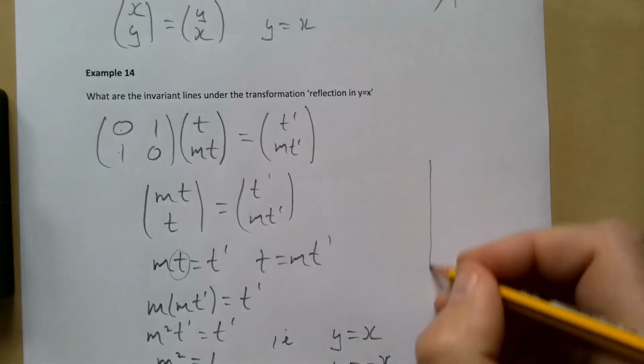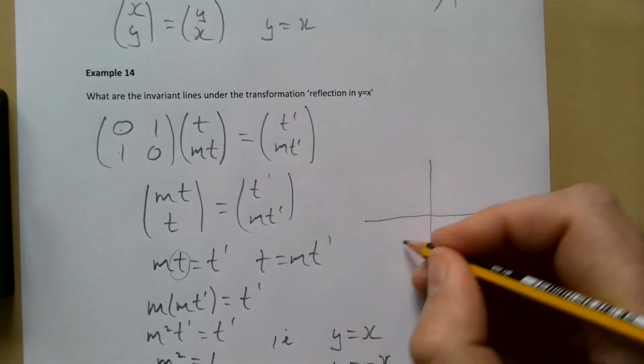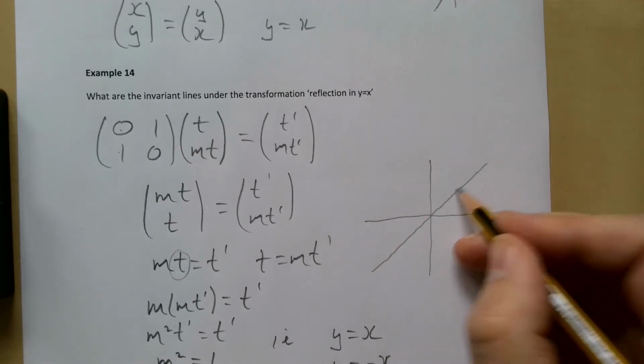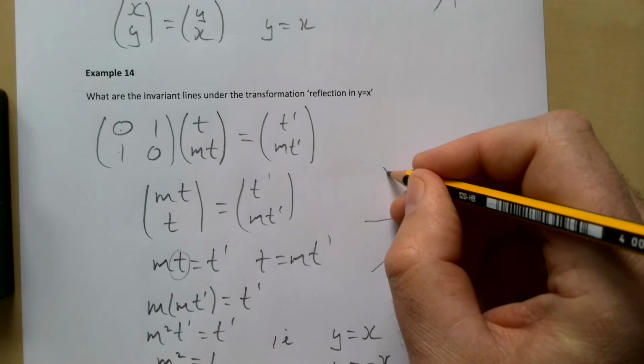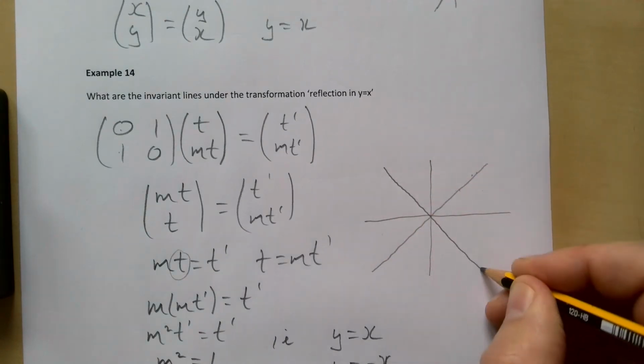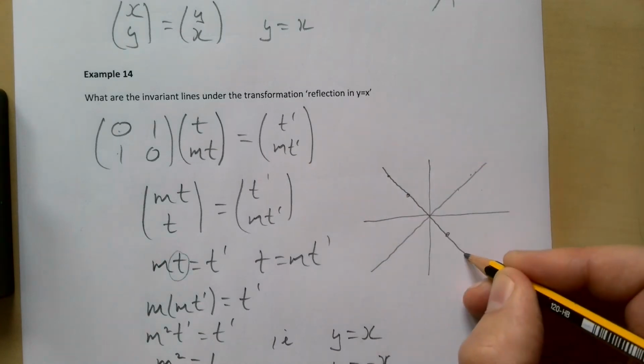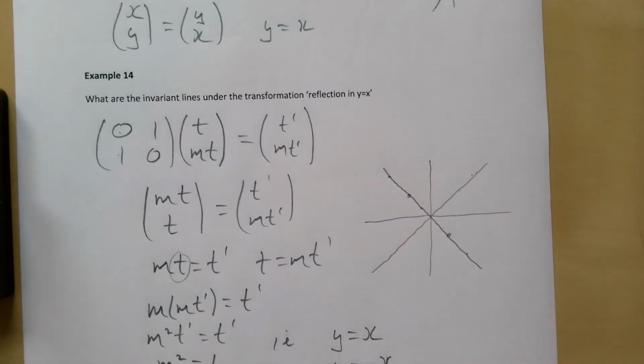It's a reflection in the line y equals x, so any point on the line just goes straight onto itself. Any point here, reflect it, it lands on the line, reflect this point here, it lands on the line, and so on. And so that example works out. Let's look at our next example.